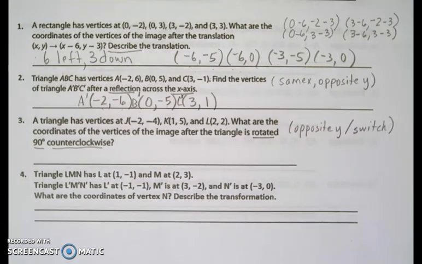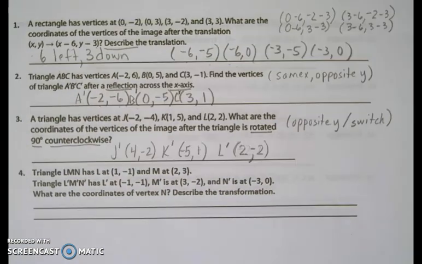Try it. So following the rule, J prime would be (4, -2), K prime would be (-5, 1), and L prime would be (2, -2).